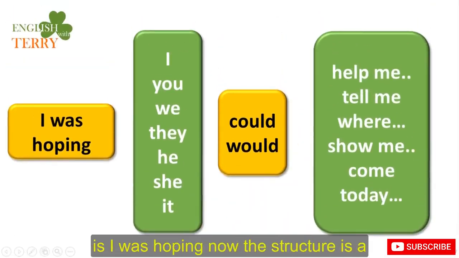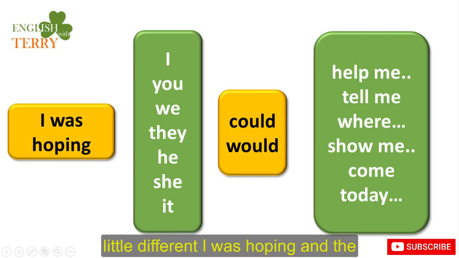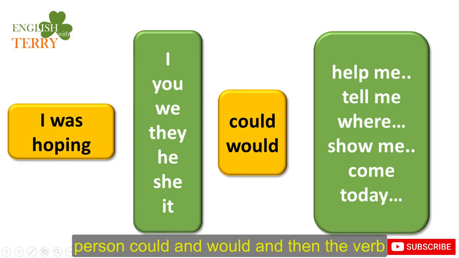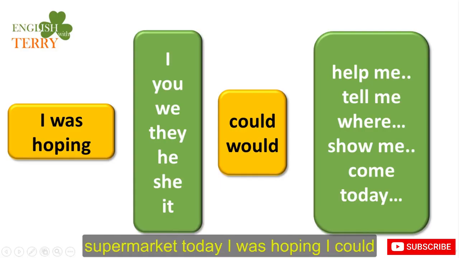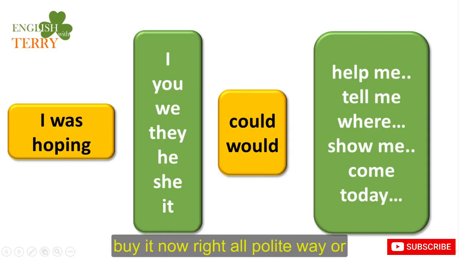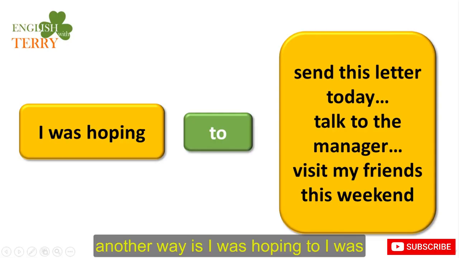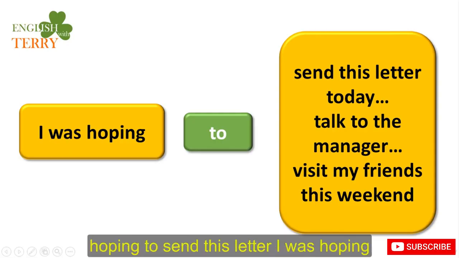The other one is I was hoping. Now, the structure is a little different. I was hoping and the person could and would and then the verb, right? I was hoping we could go to the supermarket today. I was hoping I could buy it now, right? All polite ways. Or another way is I was hoping to. I was hoping to send this letter. I was hoping to go there. I was hoping to talk to the manager.